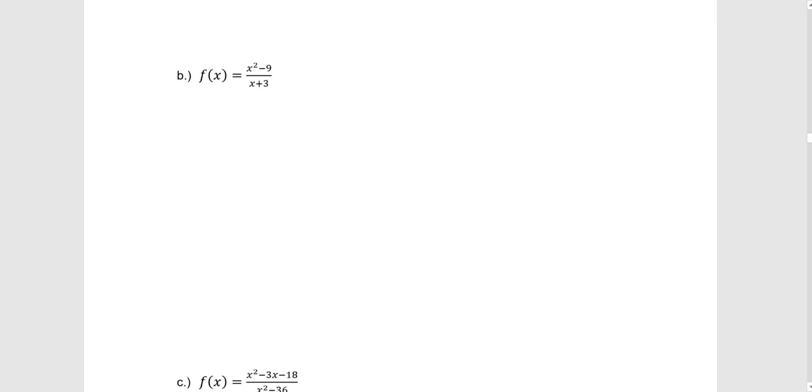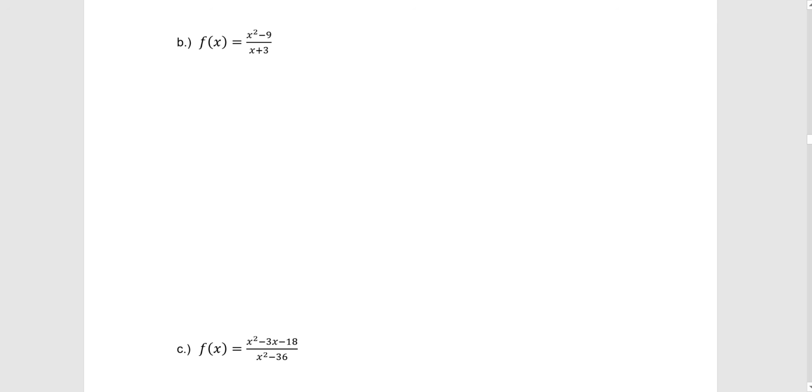Okay, let's do a couple other examples here. Let's say we have f of x equals x squared minus 9 divided by x plus 3. First we are going to factor this numerator. It's a difference of squares, that factors to x plus 3 times x minus 3, over x plus 3. We can cancel common factors, x plus 3 over x plus 3. That leaves us with x minus 3 over 1, and anytime you have something over 1, you never have to write it. We're just left with x minus 3.